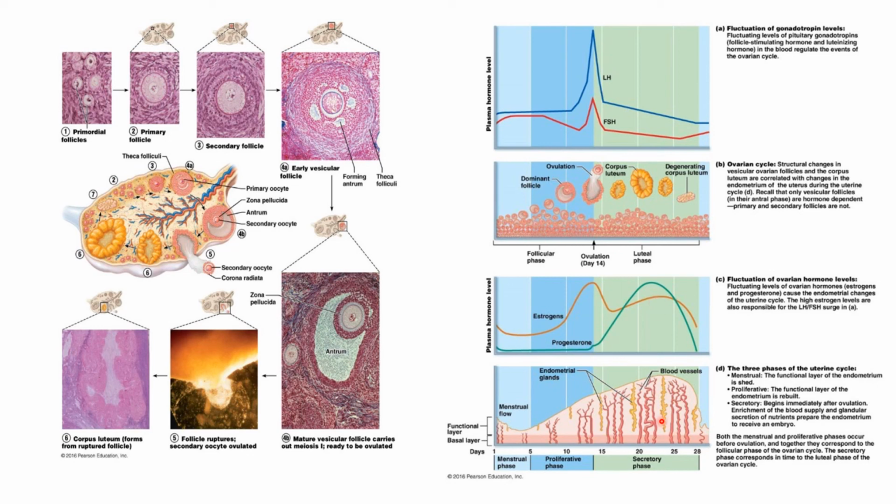Now, if fertilization does not occur, then the corpus luteum, as we said, is going to start to degenerate, and therefore the progesterone levels are going to drop, and so the endometrium is going to start to deteriorate and start shedding, which means we are going to go back to the menstrual phase and the cycle repeats itself.